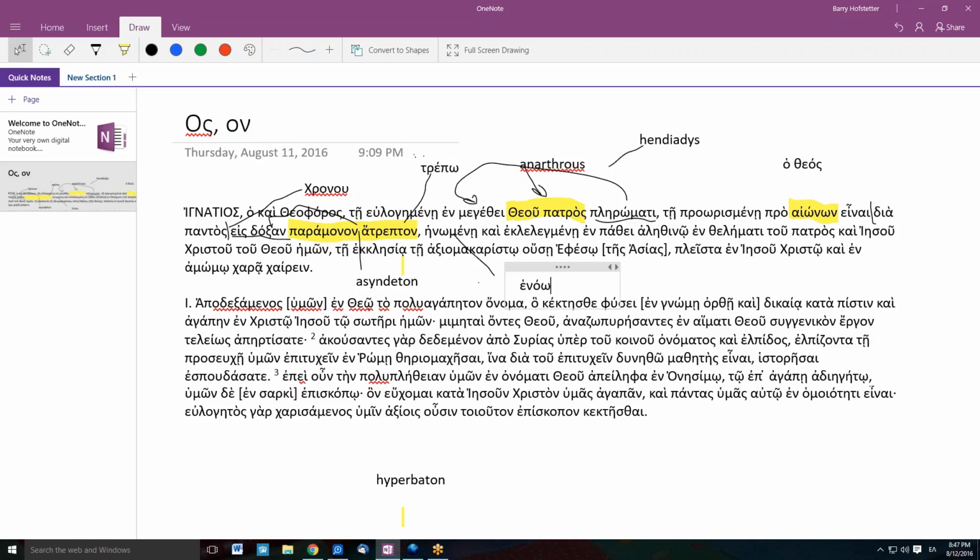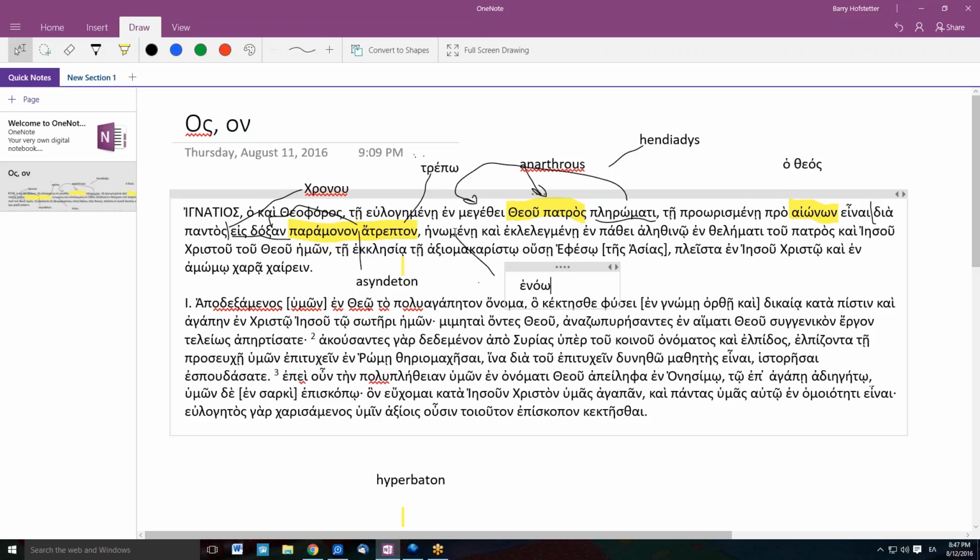So what does the hen remind you of? That part of the root? One, exactly. And henoo, in fact, if you look it up, means to make one or to unite. All right? And so we talked about the tense or the aspect of the participle. What would that be here? So we got present participles, aorist participles. What would this be?